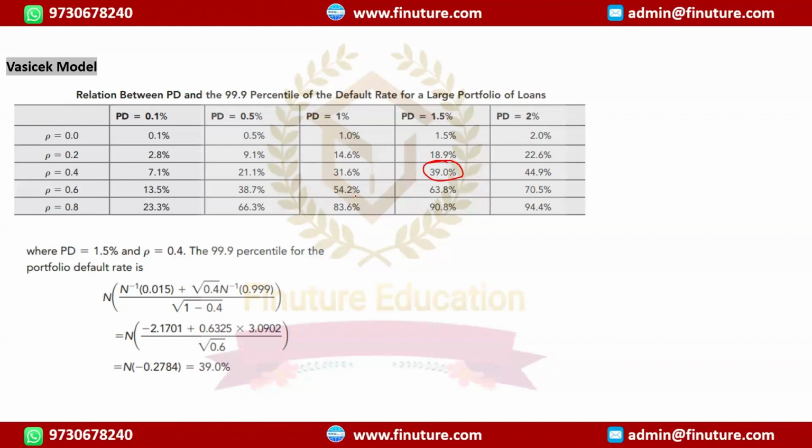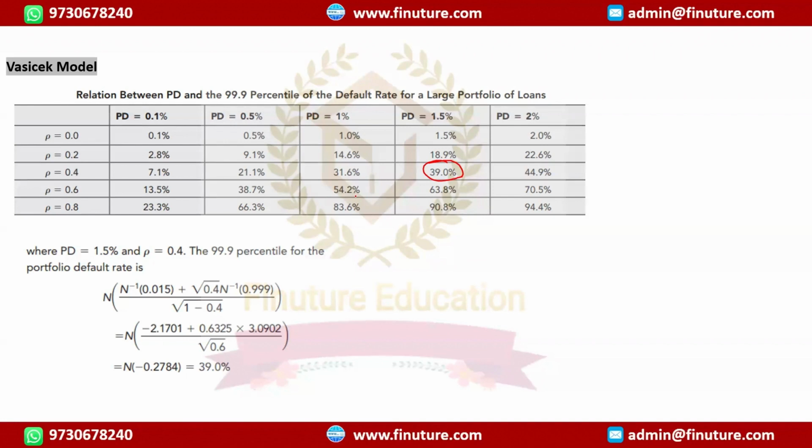And the correlation rho is what? Correlation of the underlying credit. If one loan defaults, how will the correlation impact the default of the other loan? So it is the correlation of one loan with another loan.